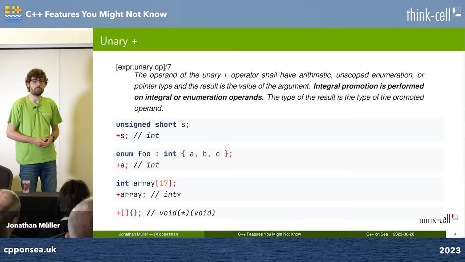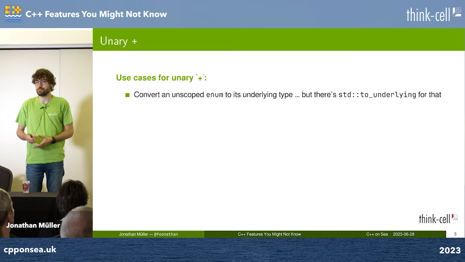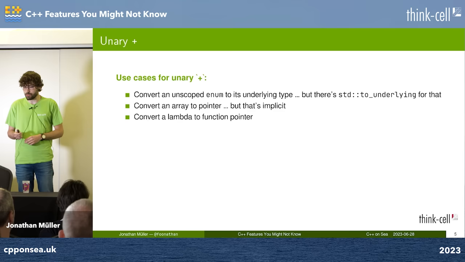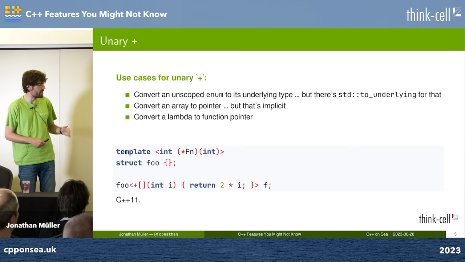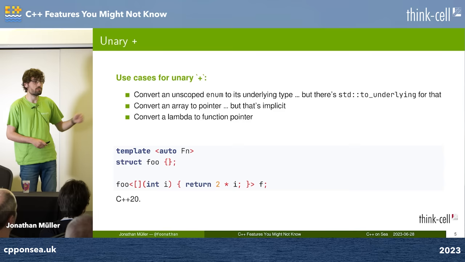So what are the use cases? Well, you can convert an unscoped enum type to the underlying type, but there's still to_underlying for that. You can convert an array to a pointer, but that's implicit. You can convert a lambda to a function pointer. That one's actually useful. So if you have C++11 code, you want to pass a function pointer as a template parameter, you can't directly give it a lambda. You have to write plus lambda. And this will trigger a conversion to a function pointer, and then you can pass that around. However, since C++20, you can just pass the lambda directly. Just use an auto template parameter and pass the lambda. So this isn't really useful anymore, except for aligning numbers, of course.